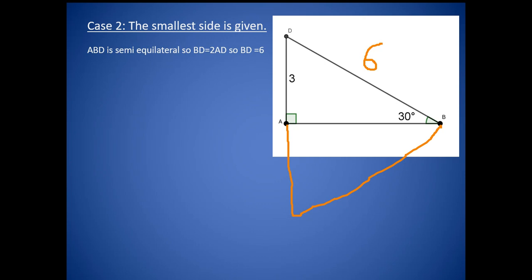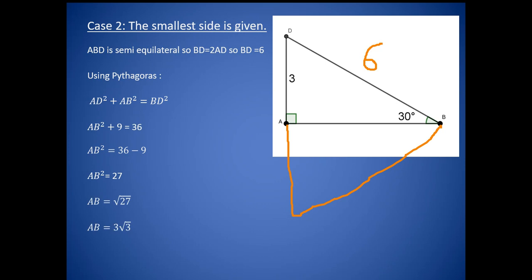ABD is semi-equilateral, BD is 2AD, so BD is 6, and then I will use Pythagoras. AD squared plus AB squared is equal to BD squared, and then I will replace by the given values, solve it normally, and then I will have AB squared is 27. It means AB is 3 radical 3. Did you notice? I have 3, double of 3, 6. Now here is 3 radical 3.